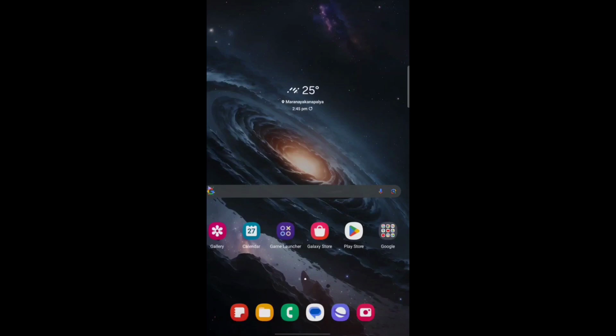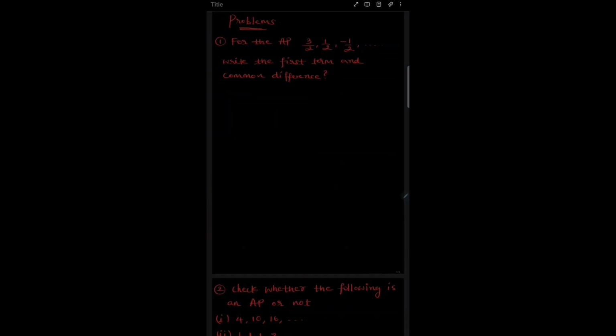About the problems of AP. So already we learned about the concept of AP. Now let's move on to the problems. So here is the first problem. For the AP, 3 by 2, 1 by 2, minus 1 by 2, so on. Write the first term and common difference. So you have to write the first term and common difference for the given AP.